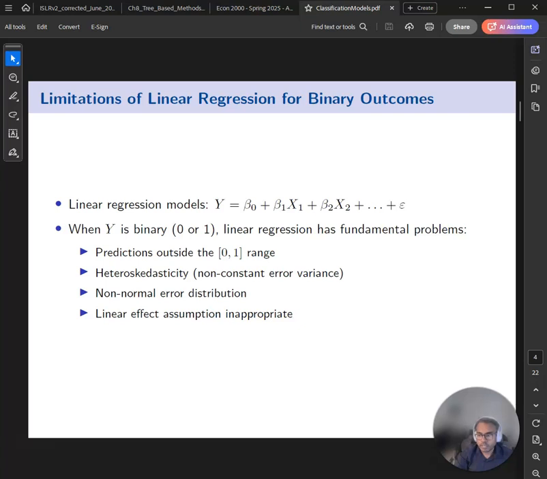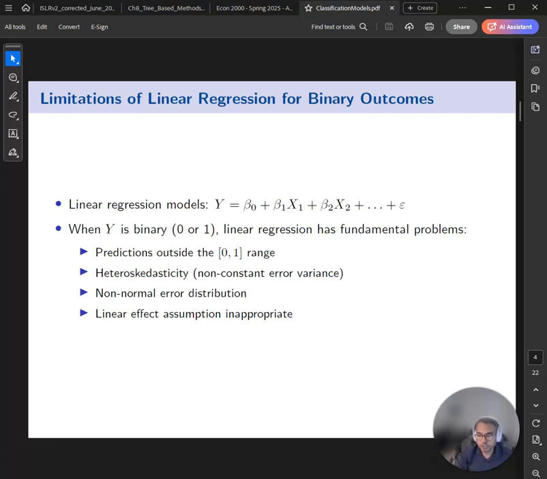Now, you might be wondering, why can't we just use a linear regression for these binary outcomes? After all, we could just code yes as 1 and no as 0, right? Well, linear regression has some fundamental problems when applied to binary outcomes. Remember that a linear regression model looks like y equals beta naught plus beta 1 x1 plus beta 2 x2 dot dot dot up to epsilon. This works great for continuous outcomes, but breaks down when it comes to binary data.